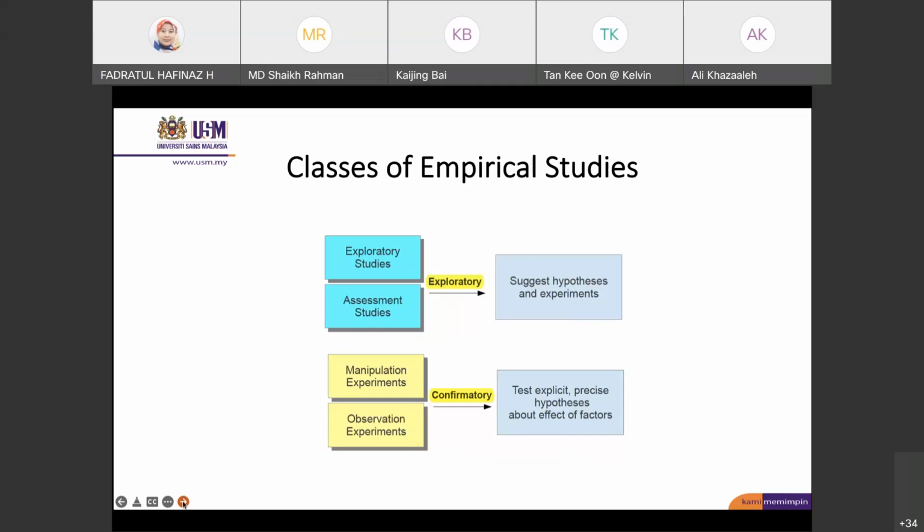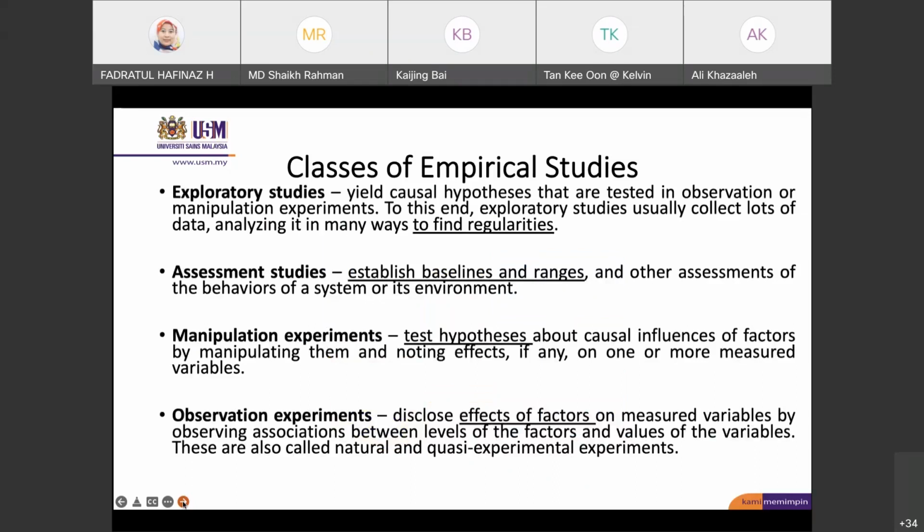Manipulation experiment is a test of hypothesis about causal influence of factors by manipulating them and noting the effect, if any, on one or more measured variables. Okay, you manipulate the experiment with different types of parameters, right? Last one, observation experiments will disclose the effect of factors on a measured variable by observing associations between levels of factors and values of the variable. These are also called natural and quasi-experimental experiments. So here is the definition of the classes of the empirical studies. Okay, you can read it later.